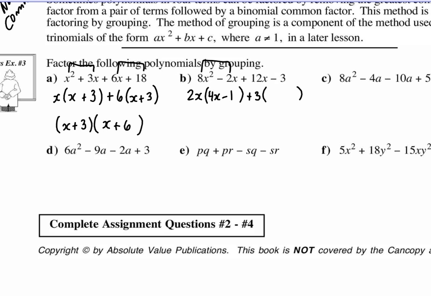Okay. 12x minus 3. What divided by 3 is? 4x minus 1. Okay, good. Is that what we wanted to see? Yeah. We want what's inside the brackets to be the same so that we can pull it out and put it in front. We do that and we're left with what inside the brackets? 2x plus 3. Look at all the learning you did today.